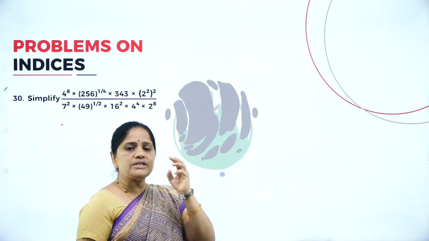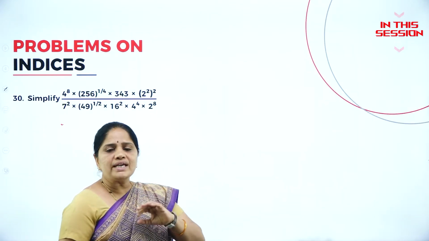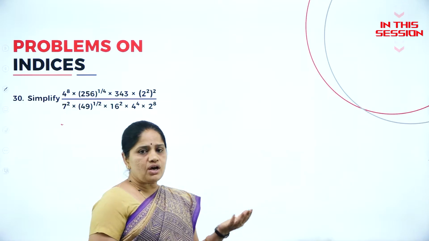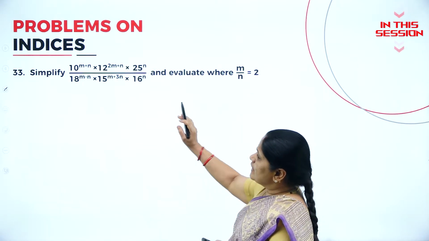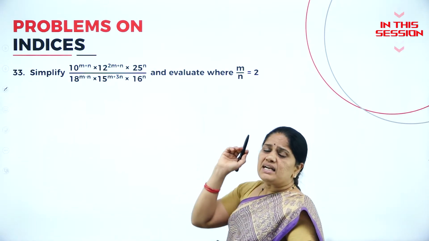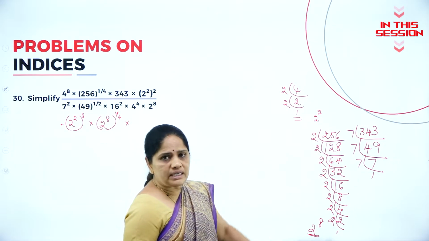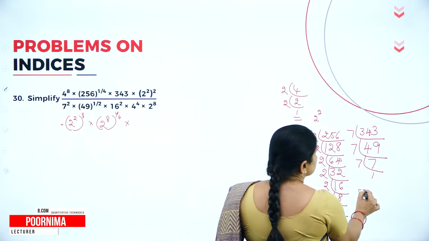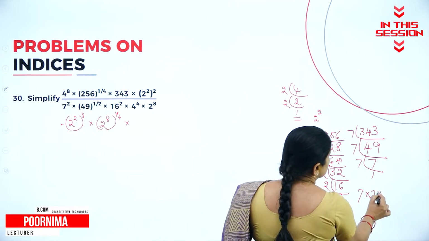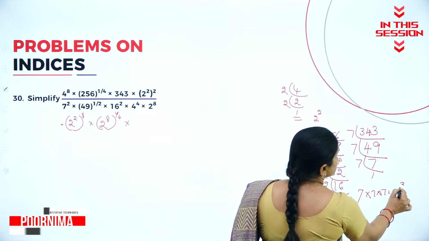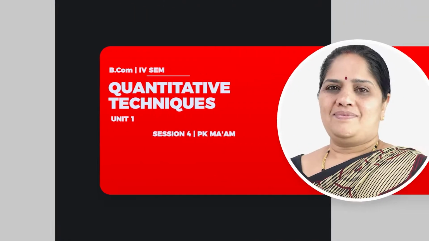So when you just reduce it to the base 5, we can easily apply the laws of indices. Whenever you are given a problem on indices, try to see that you bring it to the simplest base. 343 can be got by 7 into 7 into 7. So this is equal to 7 cube.